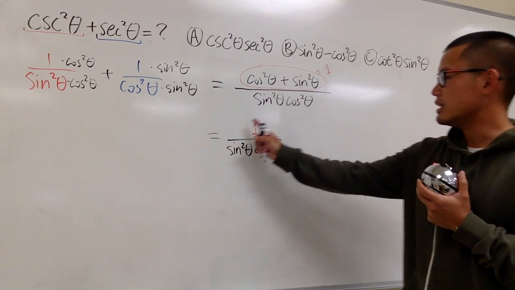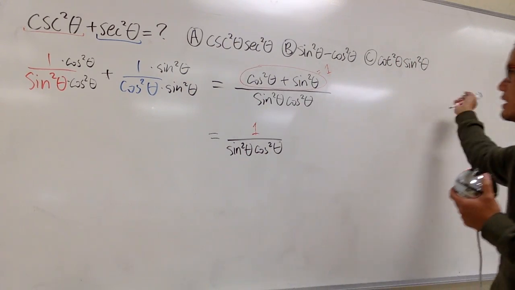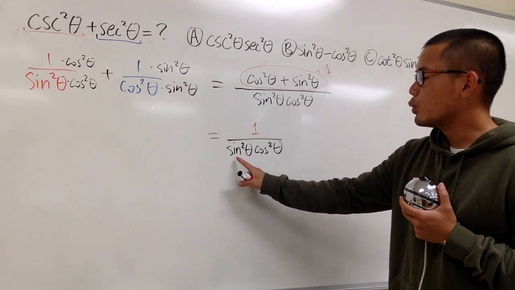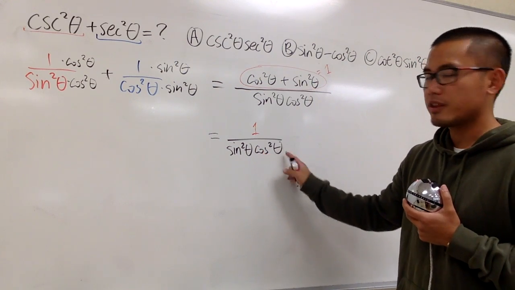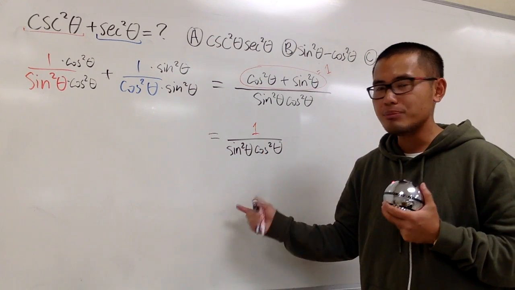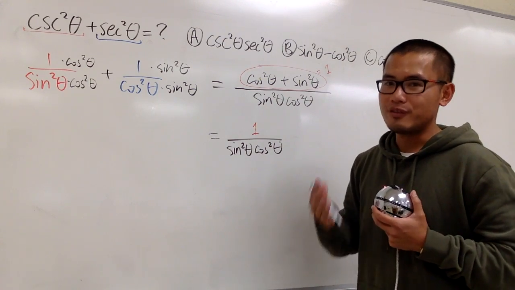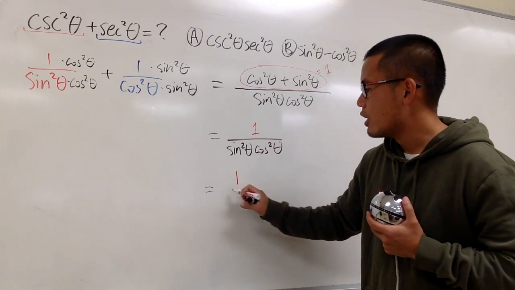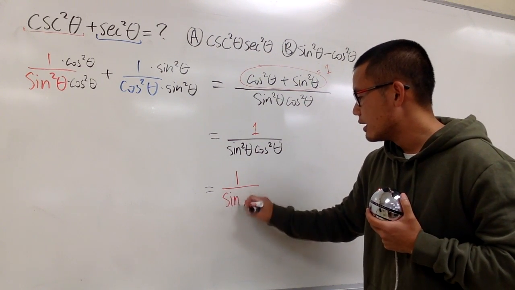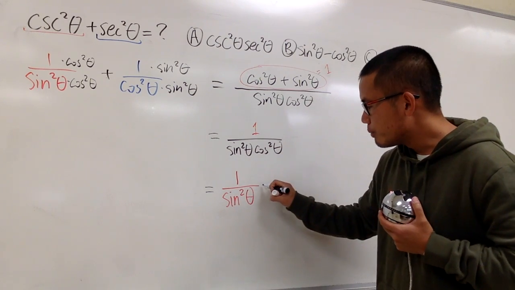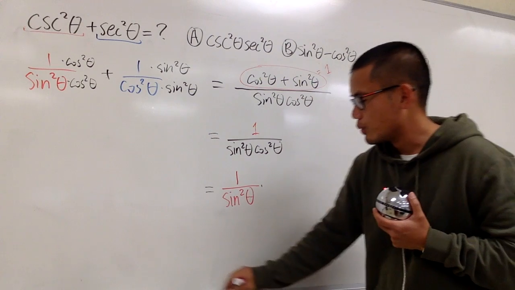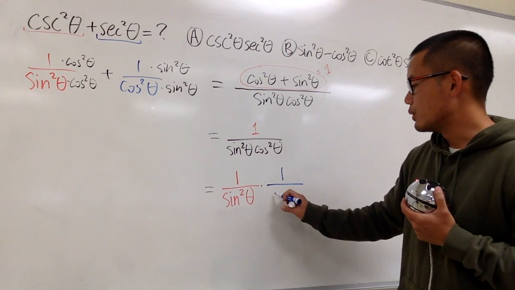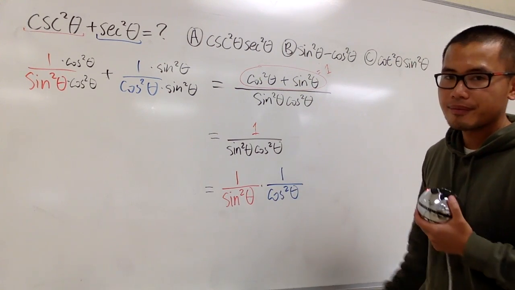And now, this is unfortunately not the same as one of these yet, right? We have to make it happen. So notice that on the bottom, we have sine squared theta times cosine squared theta. I can also split the fraction because this is multiplication. I can do it this way for you guys. This is the same as saying 1 is still 1 on the top over sine squared theta. And we multiply by the second one, which is, I can also write down 1 for you guys, over this, which is cosine squared theta, right?